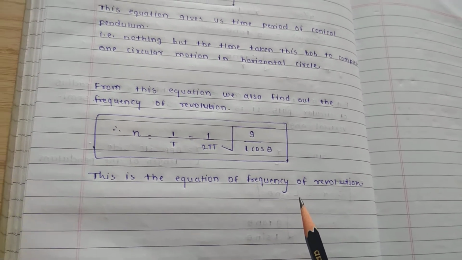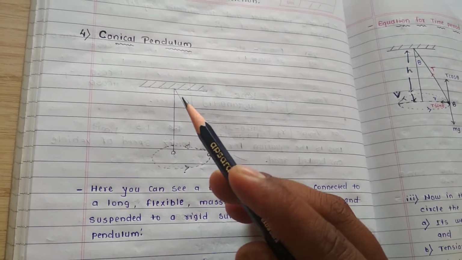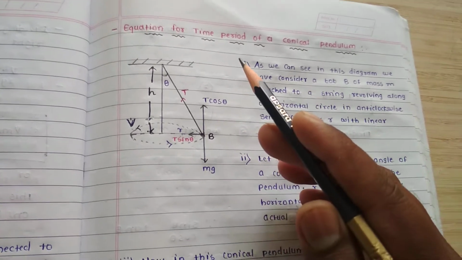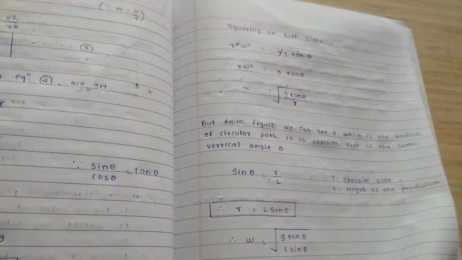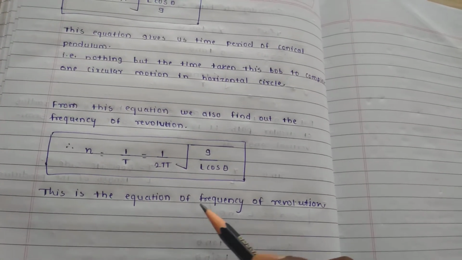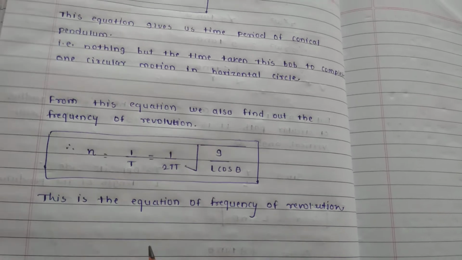Hope students you understood this fourth application, the conical pendulum, and in this application we derived the formula for the time period of a conical pendulum and the equation of the frequency of revolution.